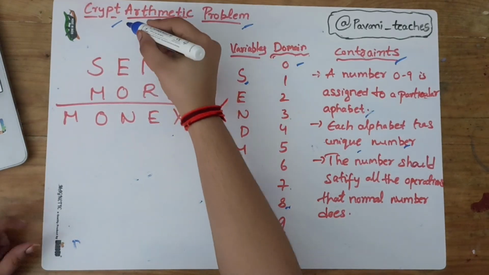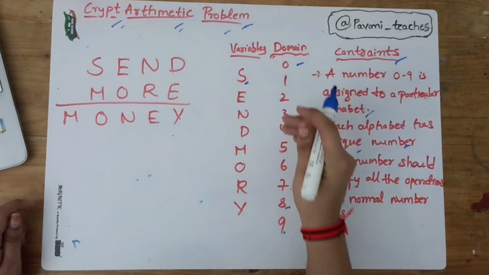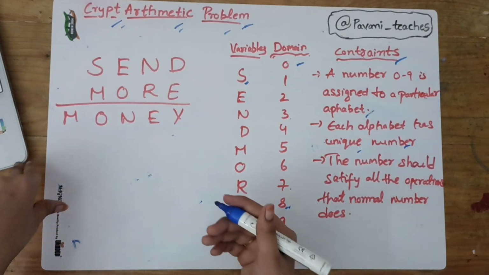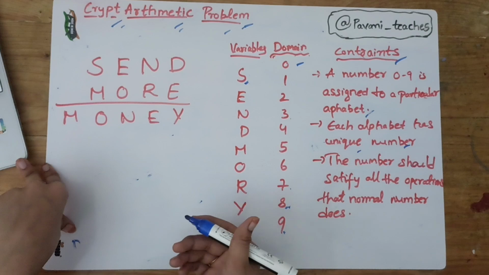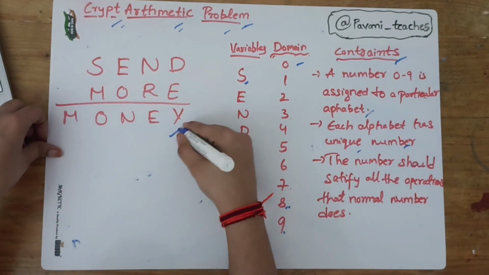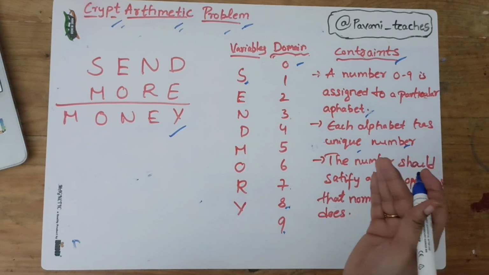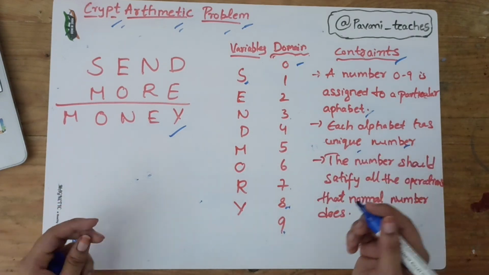Today we are discussing Crypt Arithmetic Problem in Artificial Intelligence and Machine Learning. This is a type of encryption problem. First they'll give plain text. This plain text should be converted into non-readable text like cipher text.